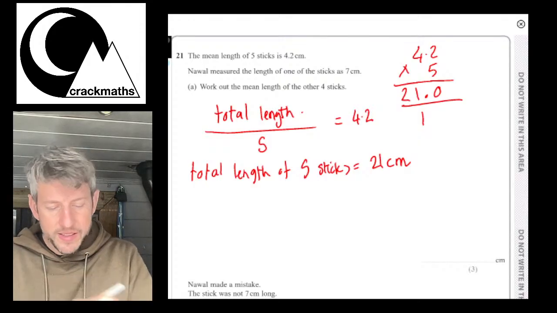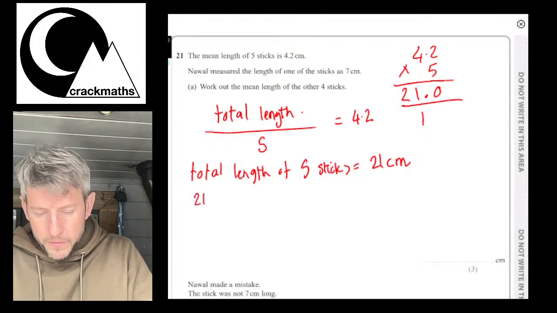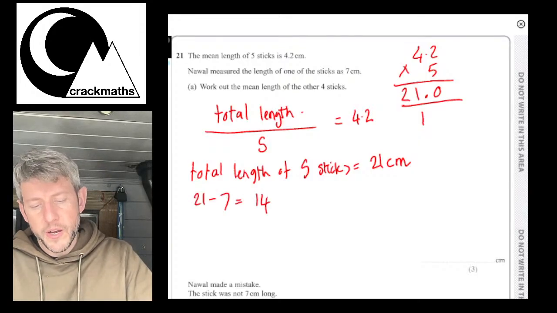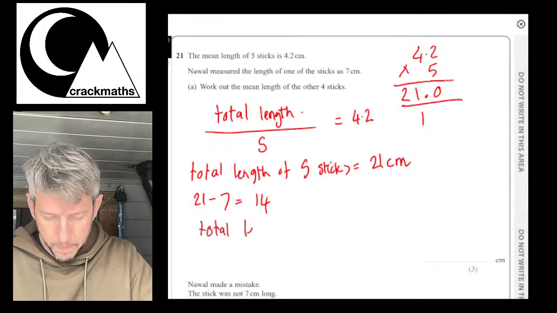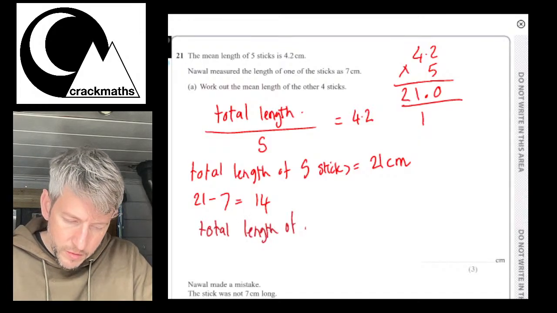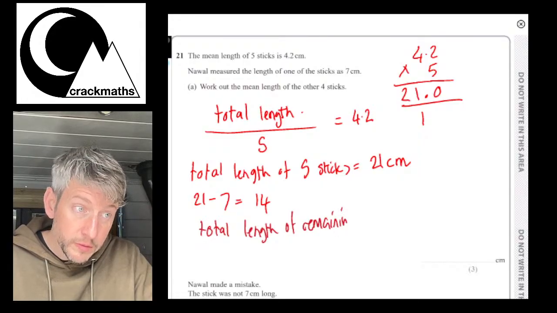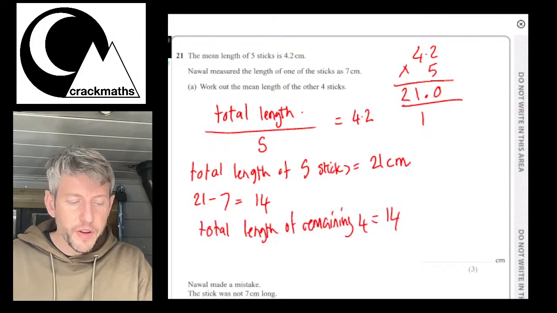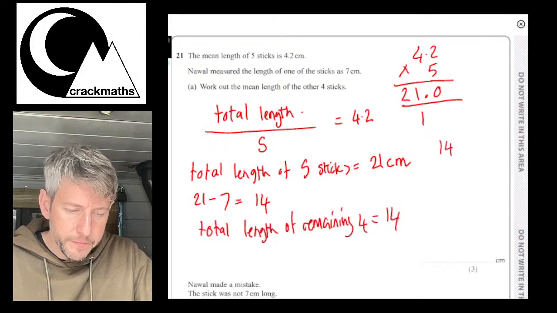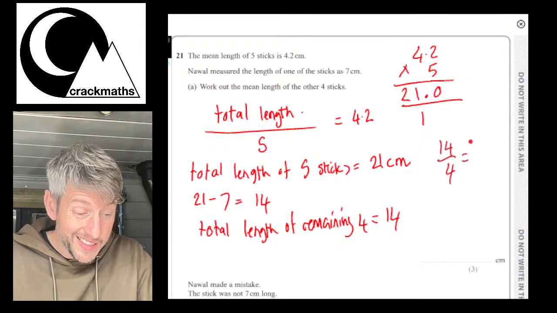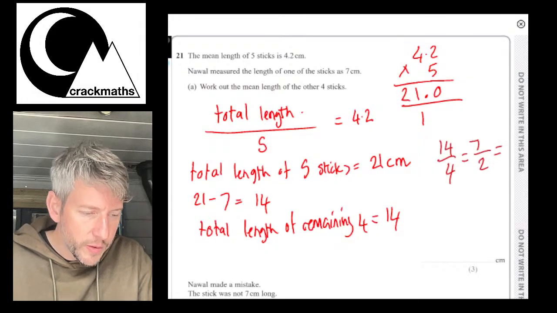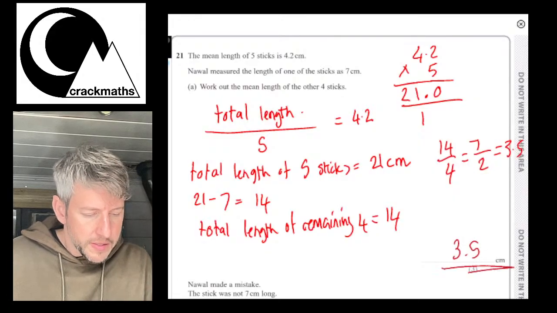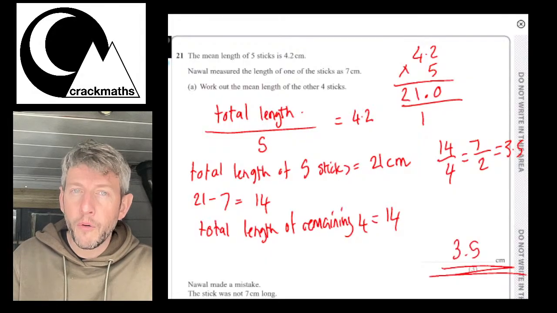Now we know that one of these sticks is 7 centimetres. So let's take away that stick. So 21 take away 7 equals 14. Okay, so we know the total length of the remaining 4 sticks equals 14. So then in that case, to find the mean of those, we're going to do 14 divided by 4. That's going to equal 7 divided by 2, which equals 3.5. So that will be 3.5 centimetres is the mean length for the rest of the 4 sticks.